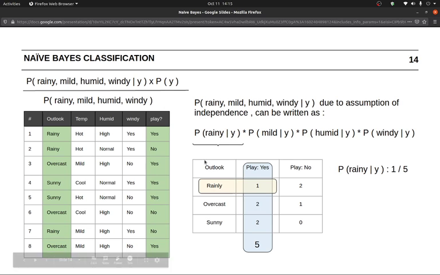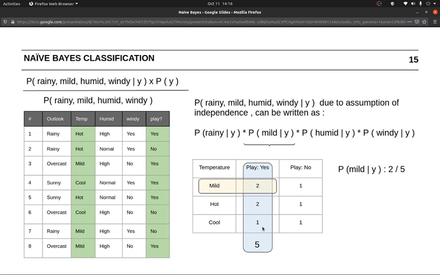And now if I want to calculate the probability of it being rainy given that we play, all I'm interested in is this column. So my denominator is every time that I play, and my numerator is, of the times that I play, how many times was it rainy. So here the answer becomes 1 over 5.